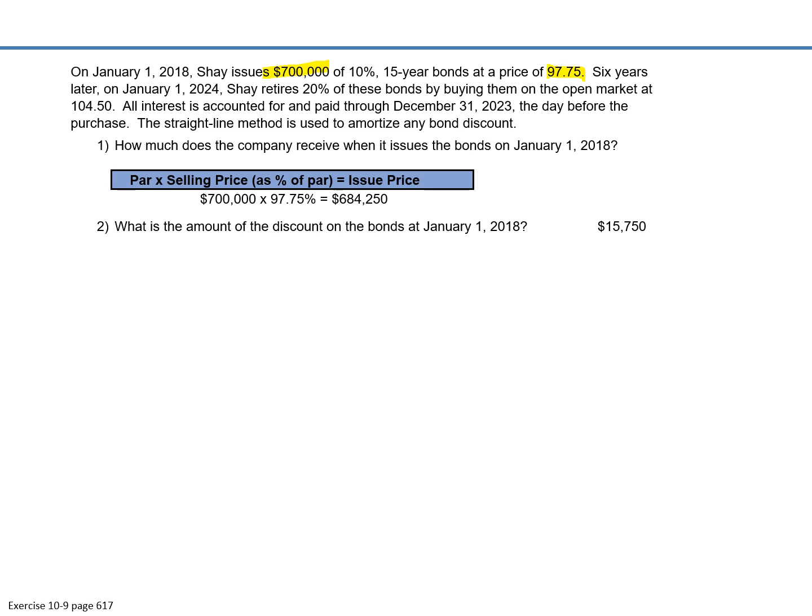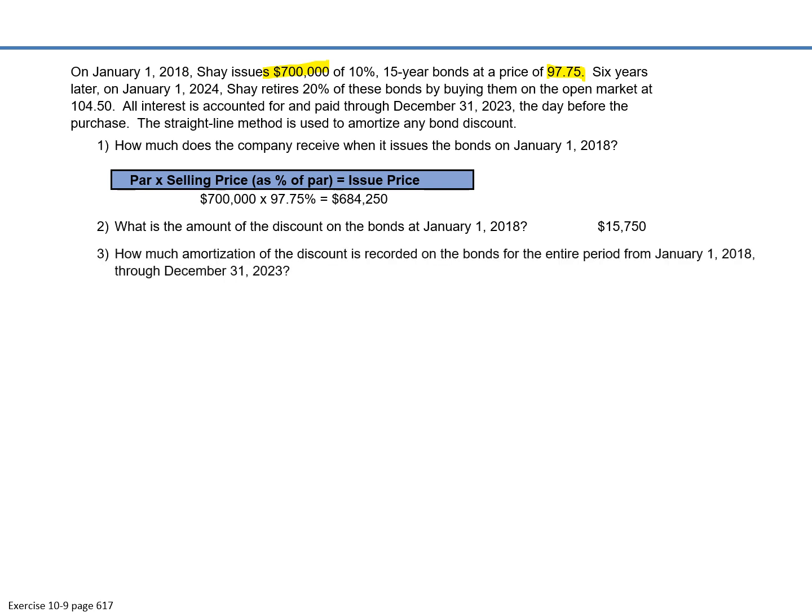So that's going to be 700,000 less 684,250 for a total discount of 15,750. They want to know how much of the discount is recorded on the books for the entire period between January 1st, 18 and December 31st, 23.